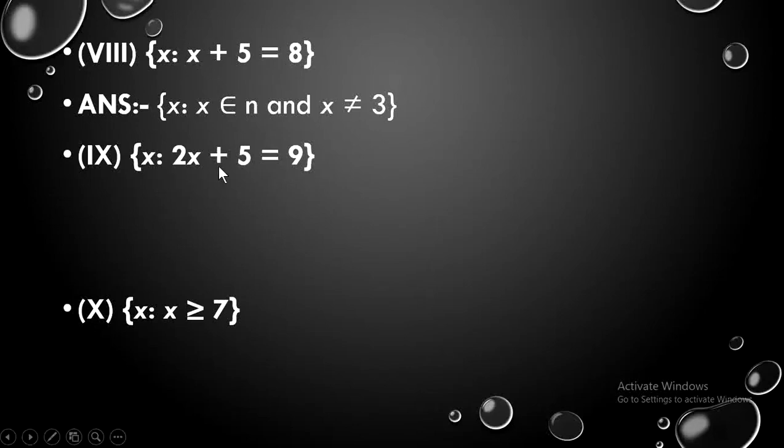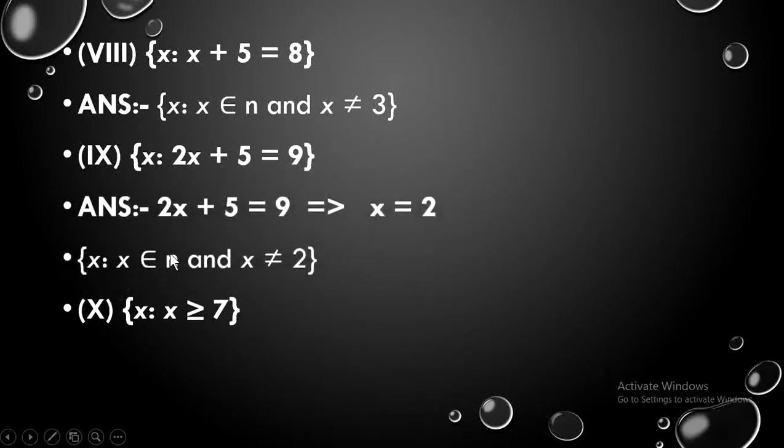The next set you see, the equation is 2x plus 5 is equal to 9. Now when you solve the equation, you get the solution of x as 2. So x is 2. Now again you do the complement of the set, that is the universal set, which is the natural number set, minus 2. So you'll get the following answer, that is x belongs to natural numbers and x should not be equal to 2.